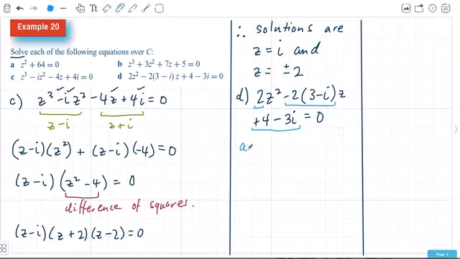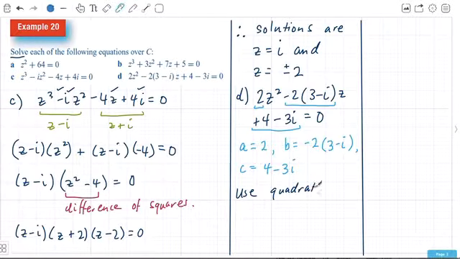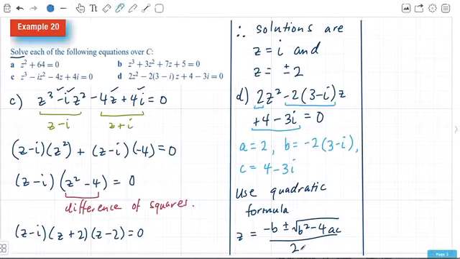So I'm going to write down the various parts here. a equals 2, b equals negative 2 times the bracket 3 minus i, and c equals 4 minus 3i. So they're the parts that I know. I'm going to use the quadratic formula. And it's good practice to just write down the formula that you're using, just so people can see what you're doing. Negative b plus or minus the square root of b squared minus 4ac, on 2a.